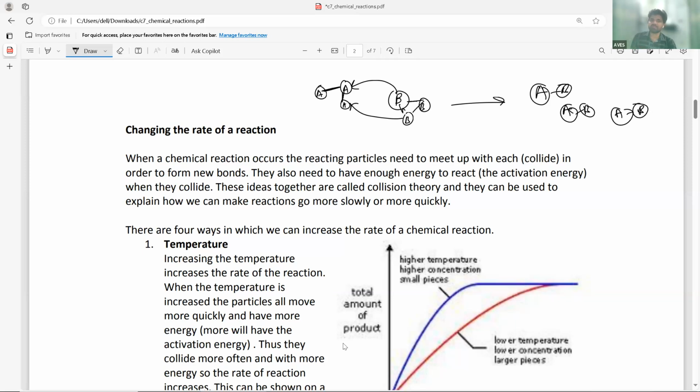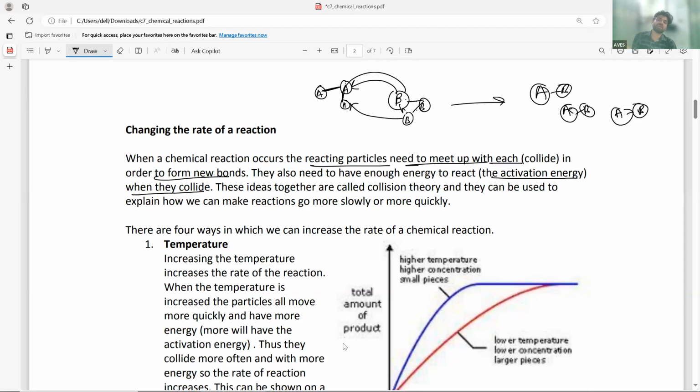So when a chemical reaction occurs, the reacting particles need to meet up with each other in order to make new bonds. Means A substance and B substance particles must meet together. They must collide together to make new bonds. So they need enough energy to react. This energy is called activation energy when they collide. So what is activation energy, and why is this type of energy required?